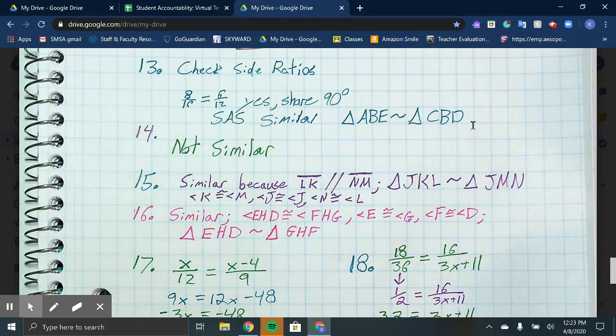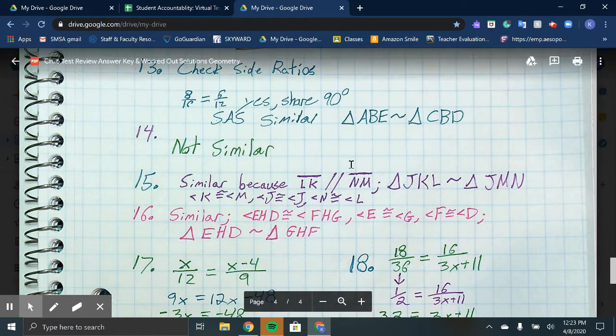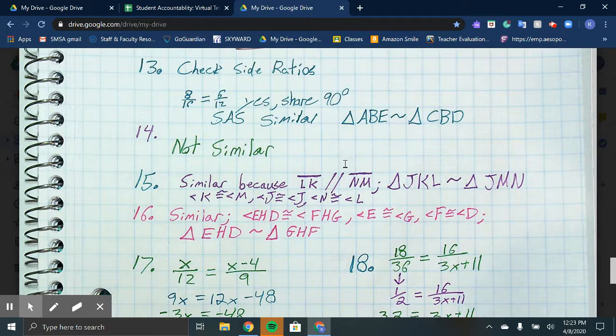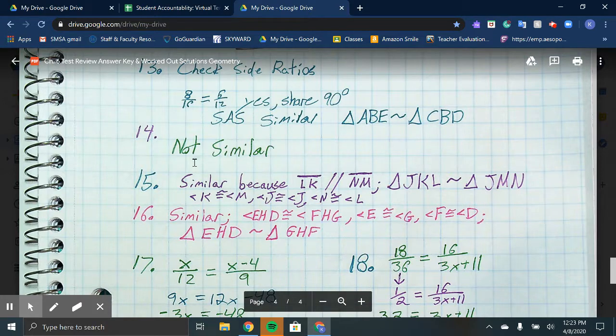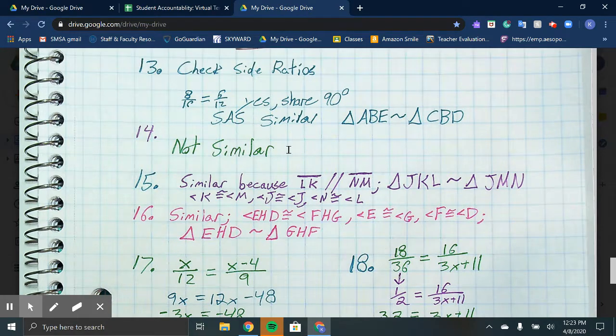In 14, all they gave us was a right angle. They didn't give us any other measurements, no hypotenuse, no legs, so we cannot do anything with that. They are not similar.